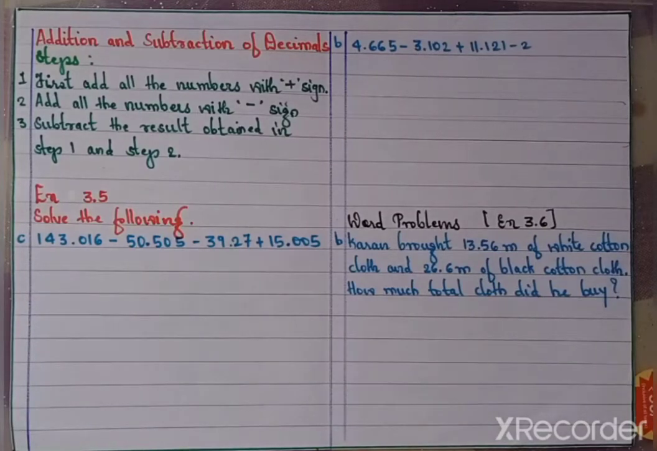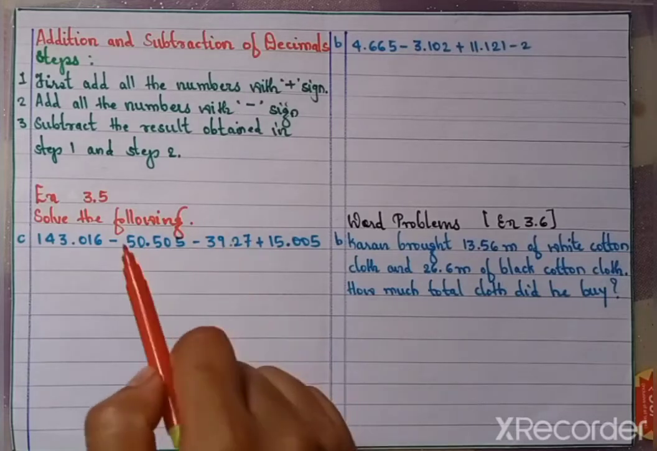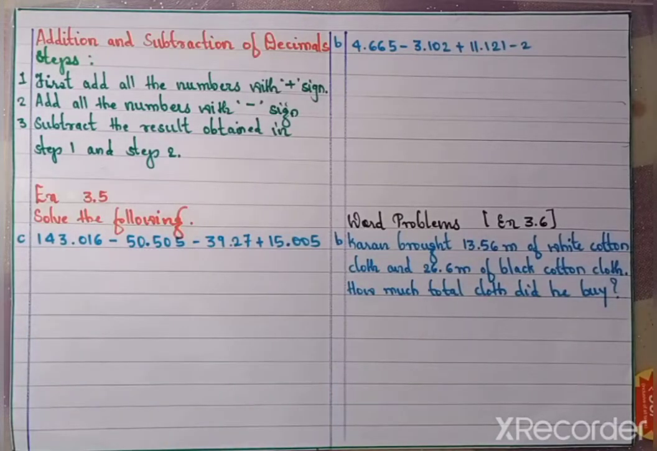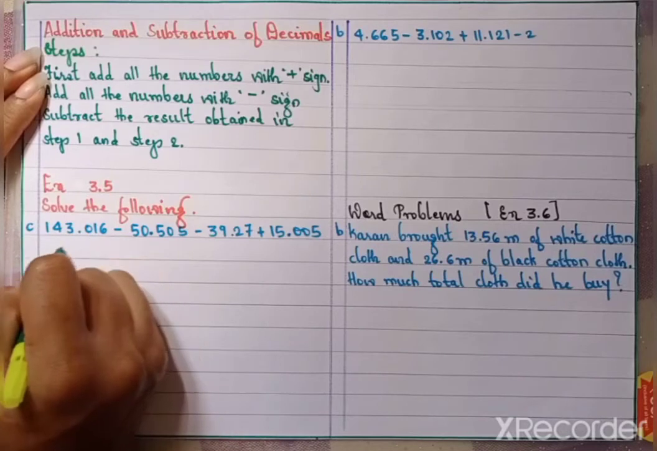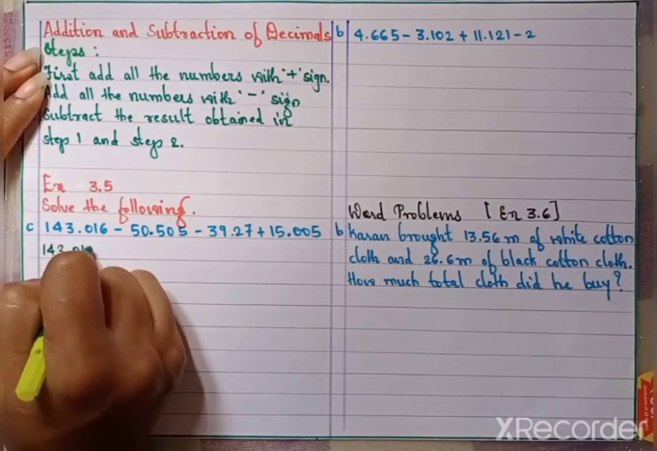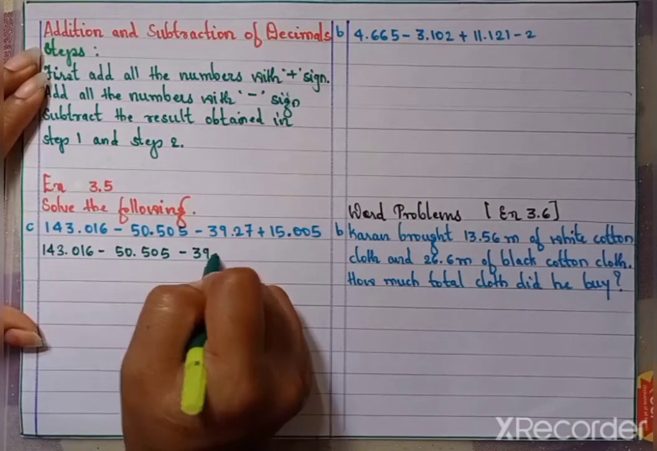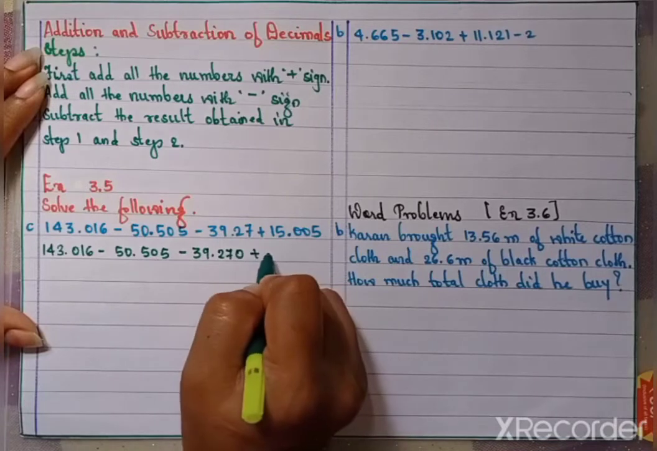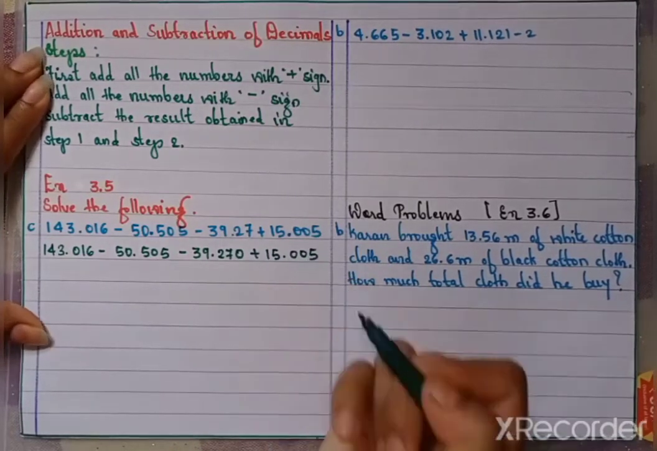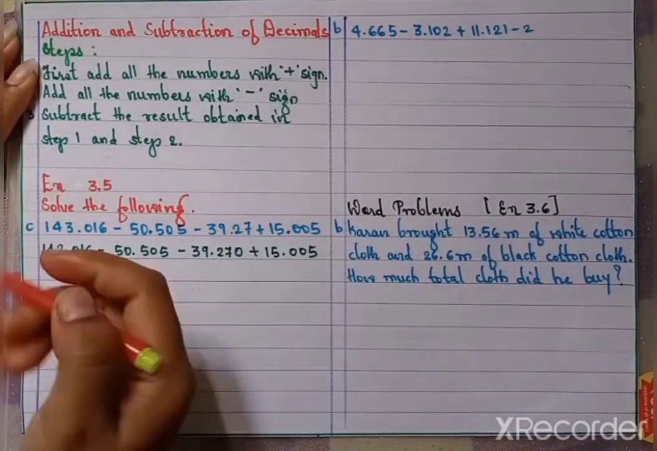143.016 minus 50.505 minus 39.27 plus 15.005. If you see, a few decimals are unlike. So first we shall make them like. So let's rewrite the given decimals. This decimal we have to write as it is. 143.016 minus 50.505 minus 39.270. I have added a 0 to make the decimal part of the same number of digits, plus 15.005. Now we shall follow the steps as given here. So I'll write here step 1.